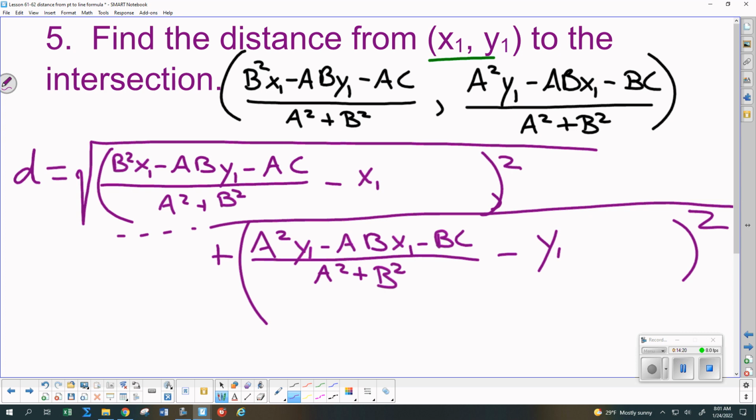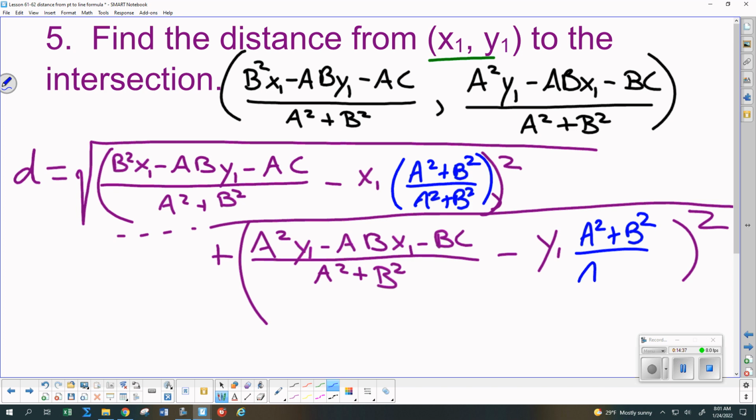Okay, fractions. So we need a common denominator. That's why I left the space there. I can multiply this by a squared plus b squared over a squared plus b squared. So I have a common denominator for that part. Same thing here. Question? Okay, we're getting there.